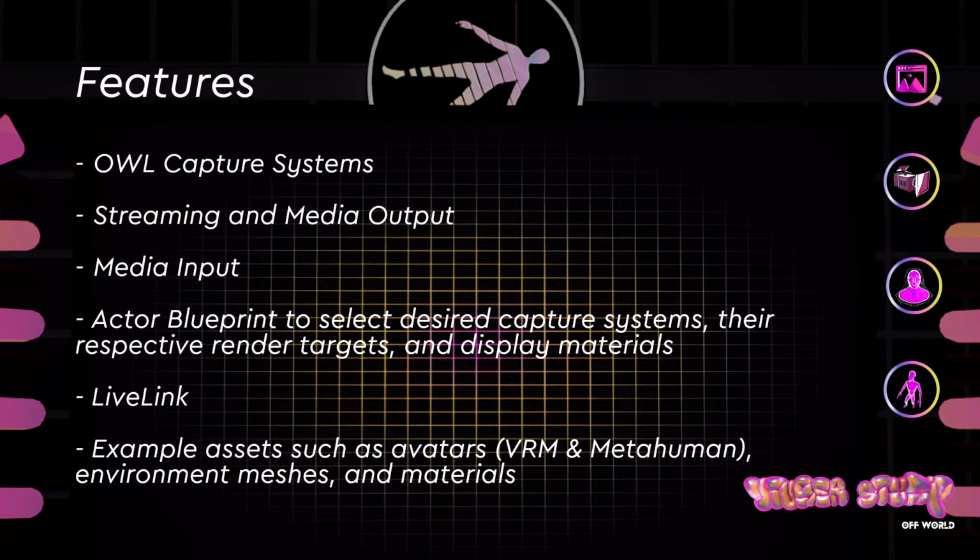On top of that, for this project specifically, we've created an actor blueprint that allows you to select desired capture systems, their render targets, and display materials. This allows you to quickly bring together the capture systems you want to use for your VTuber Studio. In this project, we also have different example assets such as avatars, environment meshes, and materials. We'll be walking through that a little more today.